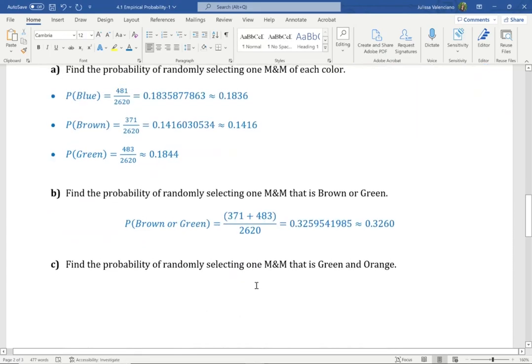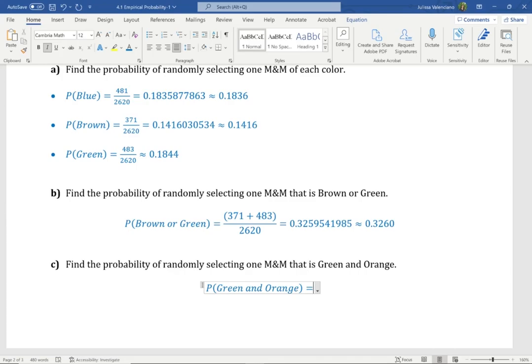Now, the last probability that we're going to compute is the probability of randomly selecting one M&M that is green and orange. We're going to write P of green and orange. Can you select one M&M that is green and orange? Meaning one M&M that has both colors. The answer is no. We do not have multicolor M&Ms. The number of ways you can select an M&M that is green and orange is 0 out of the 2,620 times the experiment was repeated. This is going to give us 0.